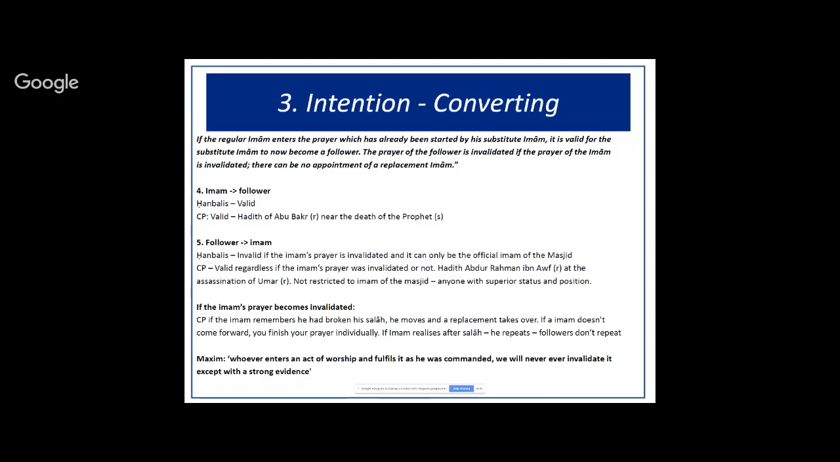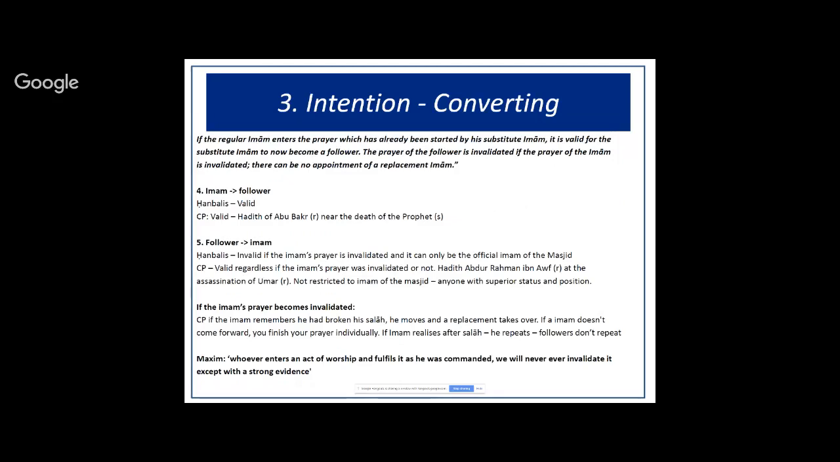And this is the hadith of Abdul Rahman ibn Auf at the assassination of Umar radiallahu anhu. Umar radiallahu anhu was stabbed, and that's the stab that actually killed him. Abdul Rahman ibn Auf came forward to lead the prayer, and obviously there would have been a lot of blood coming from Umar radiallahu anhu, which would have invalidated the prayer. He also spoke as well. Umar radiallahu anhu said, the dog has killed me, so this would have broken the prayer as well.